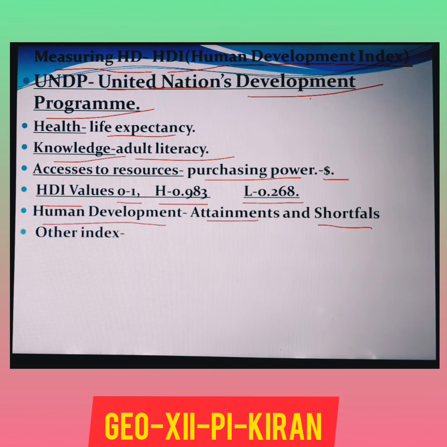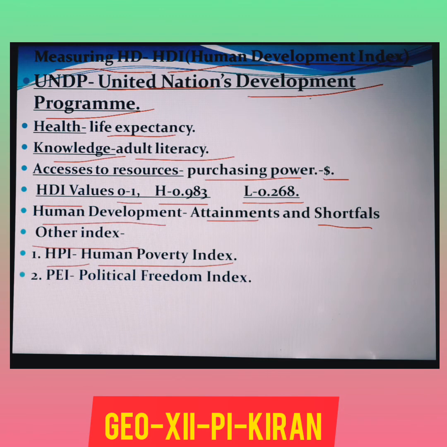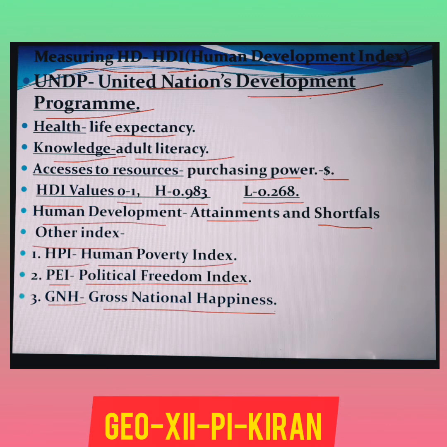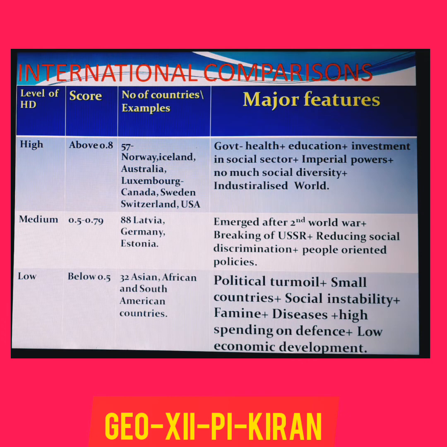Now, other than the Human Development Index, there are also other indices which include HPI, Human Poverty Index, PFI, Political Freedom Index, and GNH, Gross National Happiness. So in this part, you understood the measuring of human development with the help of the Human Development Index.